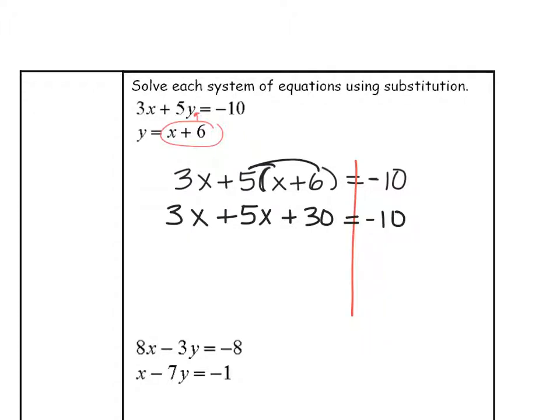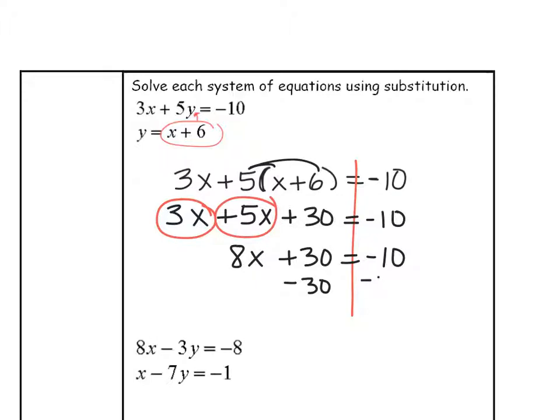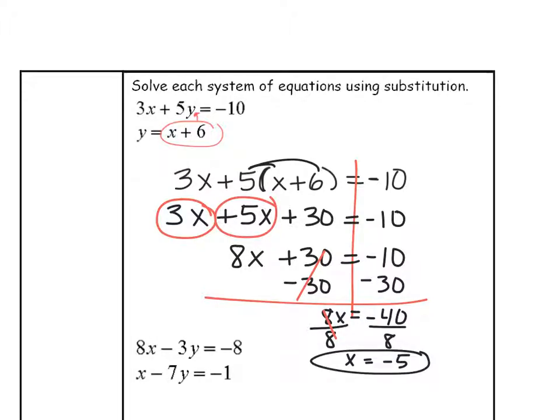Combine like terms. Subtract 30. And divide by 8. Did you guys get -5? Okay.